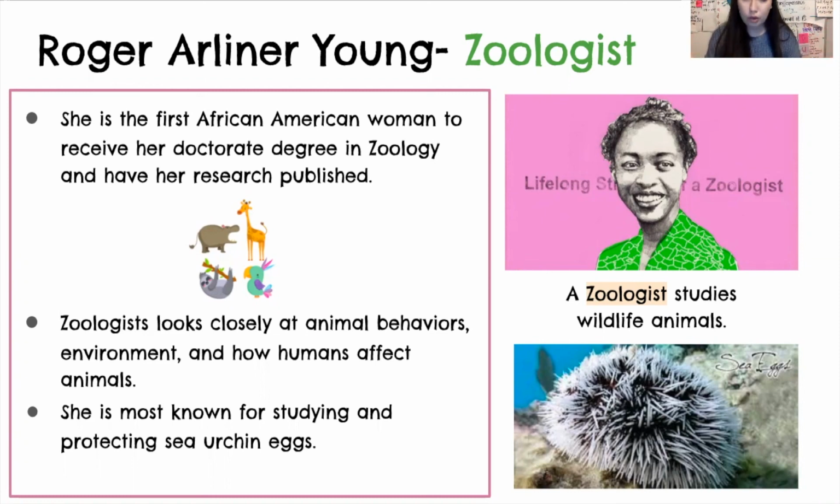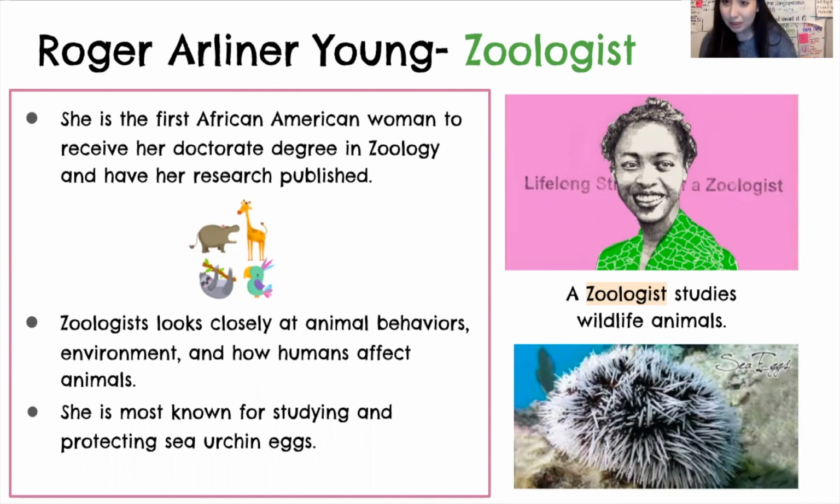She's so important. And she's a zoologist, and what she does is she looks closely at animal behaviors and the environment and the habitat that they live in. And she also thinks about and studies how humans like me and you impact animals, how we affect them, right? And what's so great about Miss Young is that she is most known for studying and protecting sea urchins.